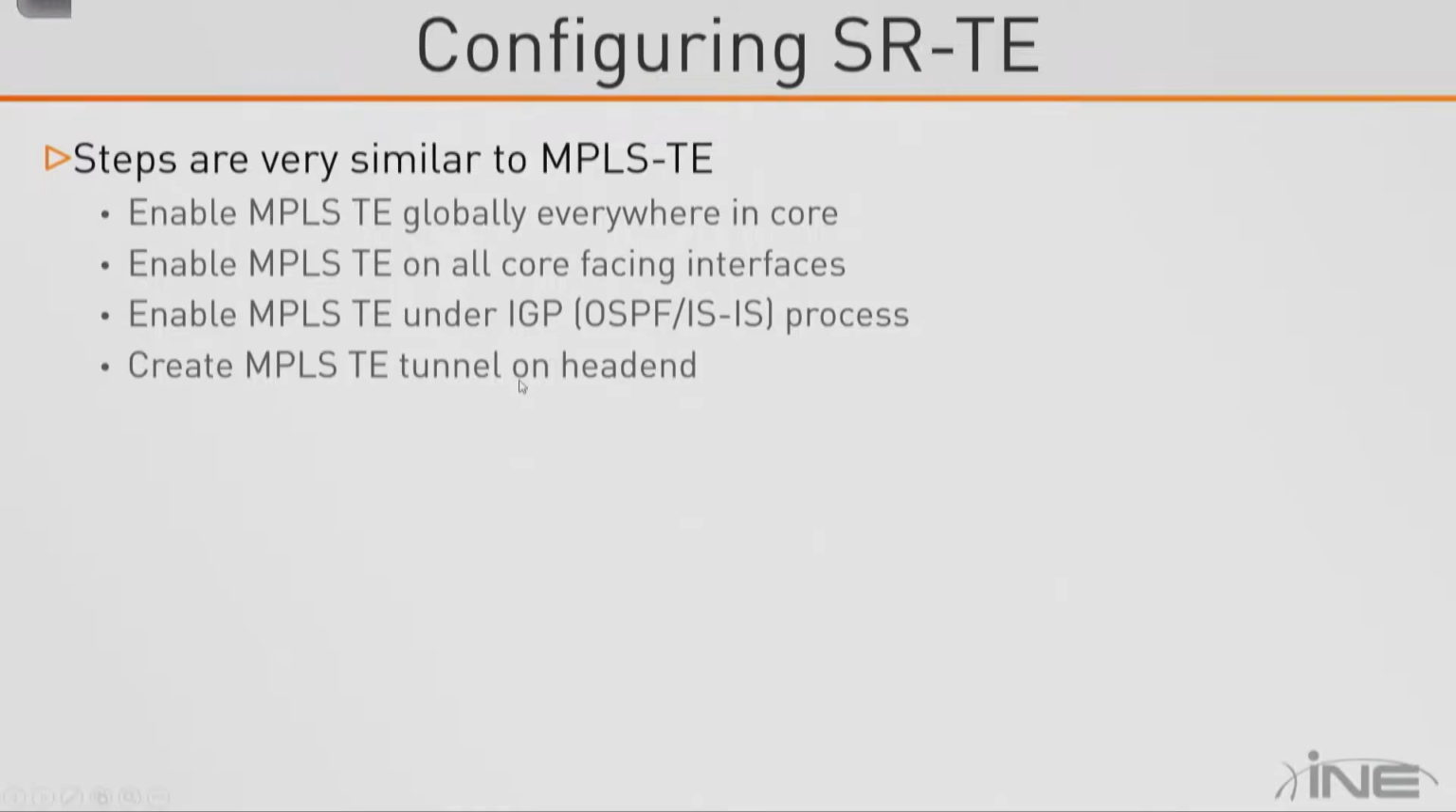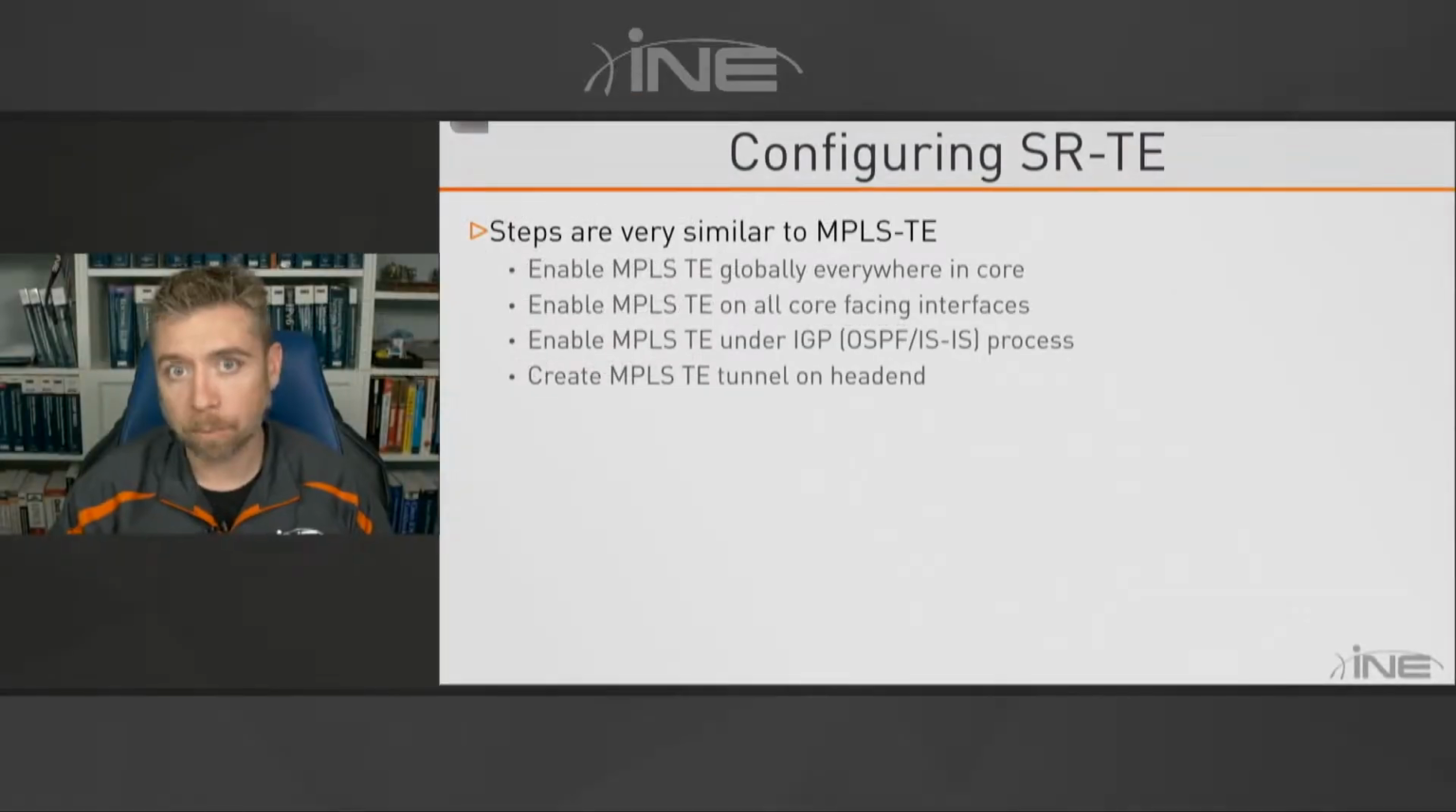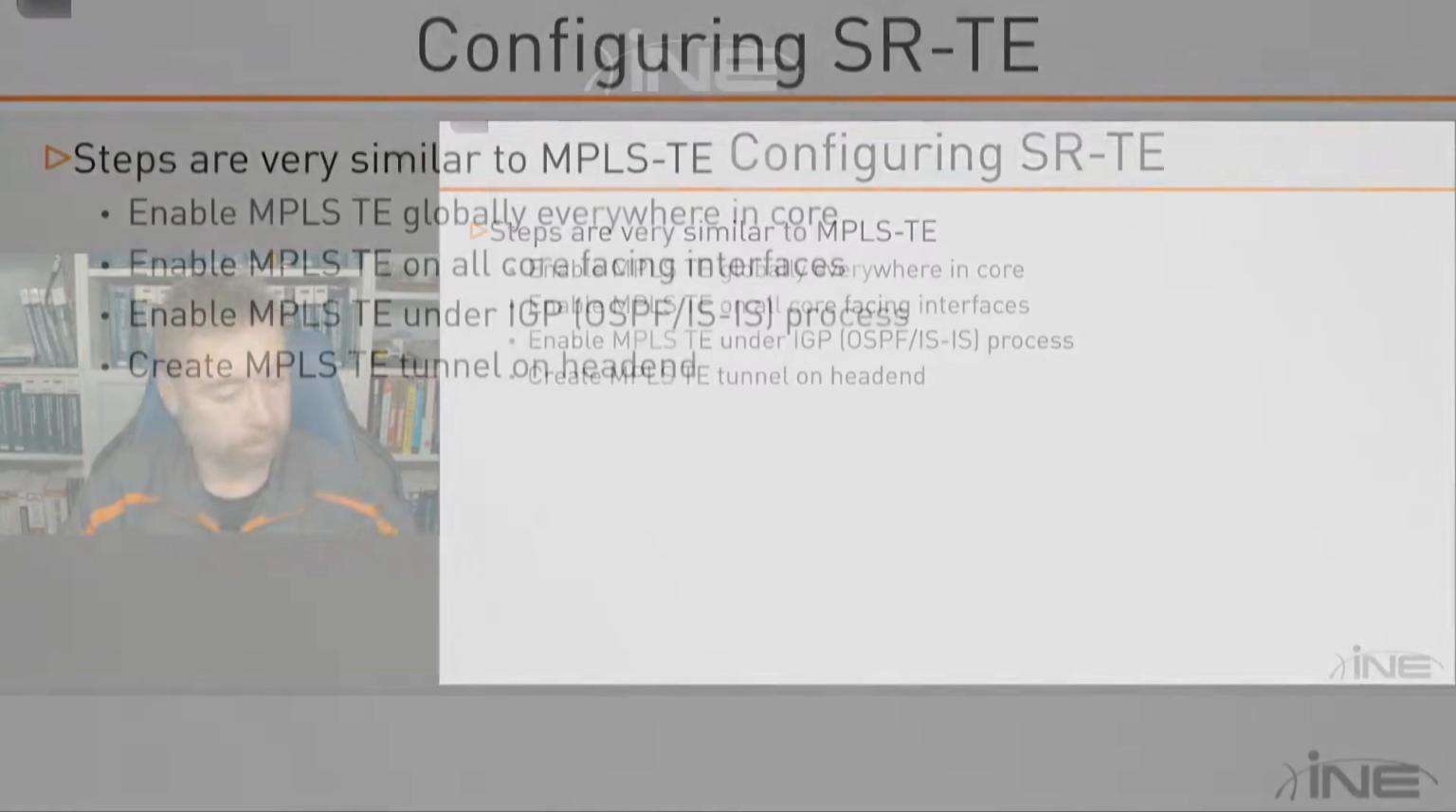So again, we enable TE globally. We turn it on the core facing interfaces. And then the next step is under the IGP process. In this case, we're running ISIS routing. We need to enable it for level 2, which is the routing type that we have. And we need to set the router ID to be the loopback.